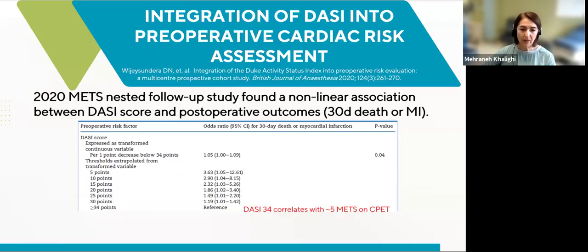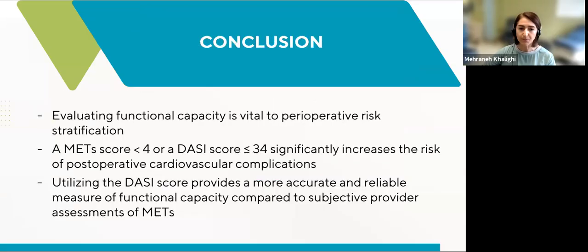A post hoc comparison of DASI scores with subjective assessments revealed that only 15% of individuals with DASI scores lower than 34 were subjectively assessed as having poor functional capacity by providers, which is consistent with the original METS study finding of low sensitivity of subjective assessments in identifying patients with poor functional capacity.